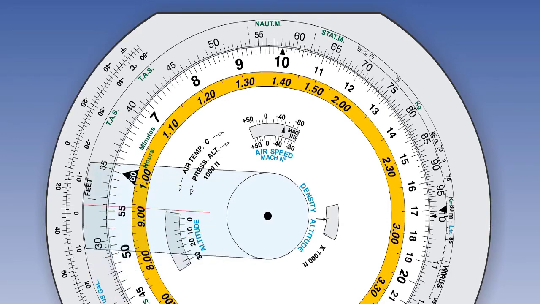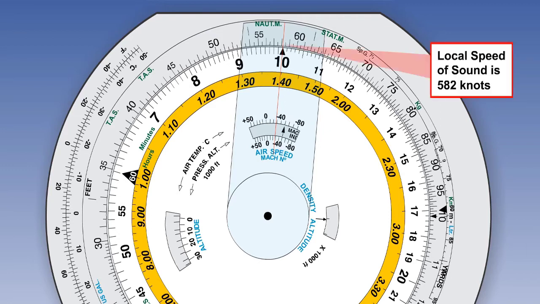Now look for the number 10 on the inner scale. We will utilize the number 10 as Mach 1 for the purpose of this exercise. Opposite, on the outer scale, read off the figure 582. We will designate this as 582 knots, which is the same local speed of sound as our formula-derived answer.